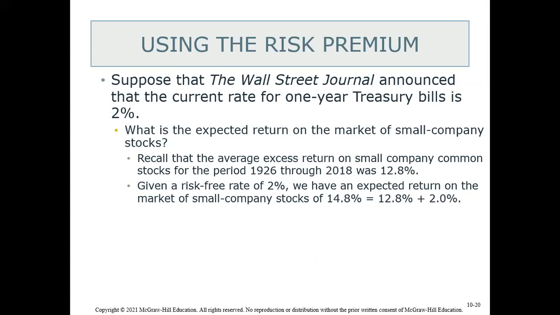Subtract the risk-free premium. So if we take 16.2 minus 3.4, 12.8% is the risk premium associated with small company stocks. Add the 2% current Treasury bill risk-free rate, and you will get the expected return on the market. So on the market of small company stocks. And you could do that with any investment at a current time.